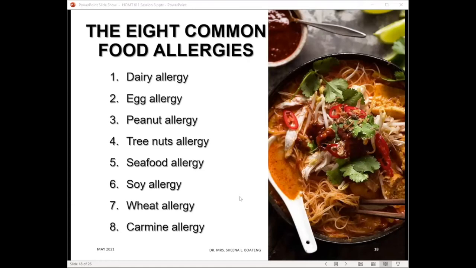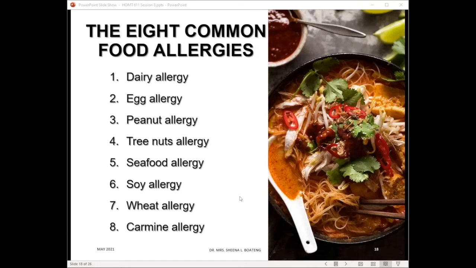Can you believe that? Soy being that they usually tout as the healthier option. There are people who are allergic to it. Then there are people who also have wheat allergies. And then carmine allergy. So these are the main groups of allergies that exist. So as an event professional, when you are profiling your attendees, you need to be able to find out from them if they fall within any of these common allergy groups. Does that make sense? Yes, please.